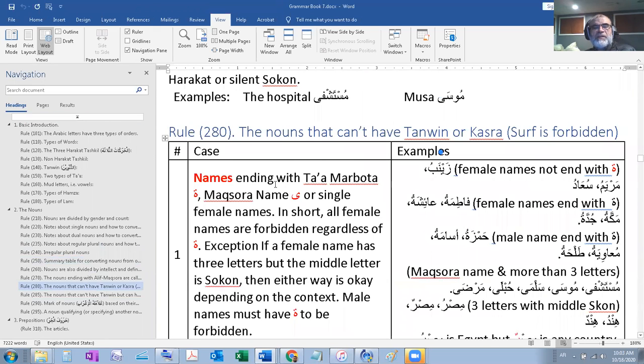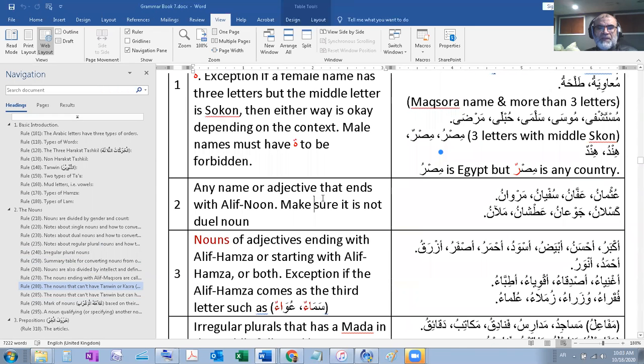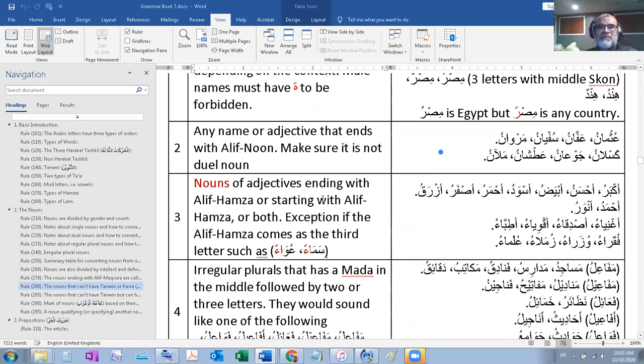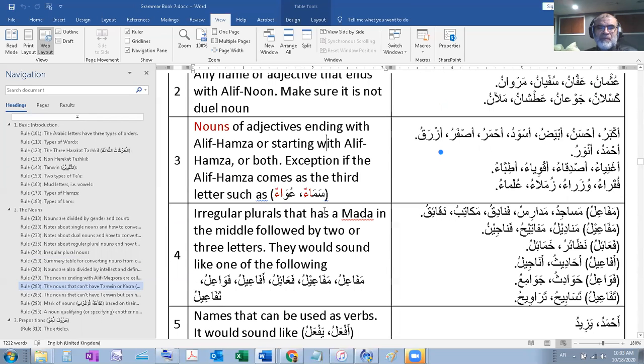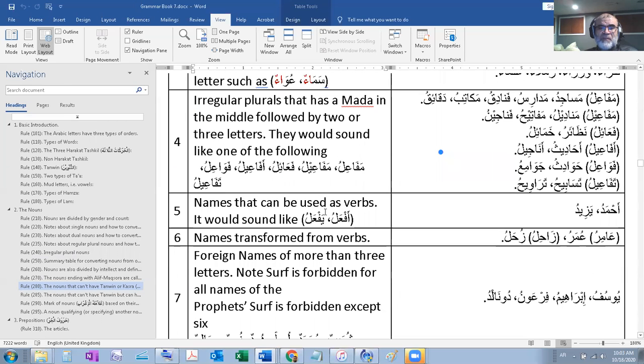The issue of the sarf. The word is Saeed. Is it a female word? No. Does it end with ta marbuta? No. Then this doesn't apply. Is it an adjective? No. Adjective that ends with alif noon? No. It doesn't apply. Is it a noun of an adjective? No. Does it have a madda? Is it an irregular plural? No, it's singular.